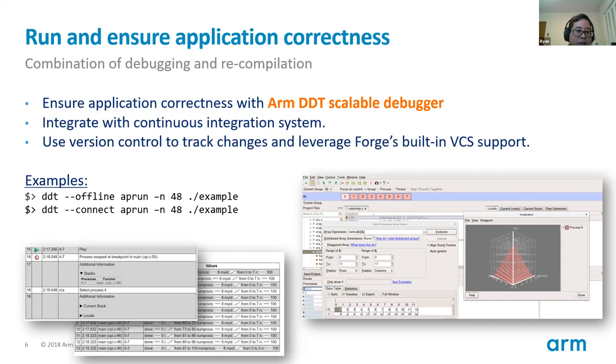Meaning it'll give you the stack back traces. You can see what variables are in scope at the time, what values they had, and all that can be done in offline mode. But the majority of our users will probably end up doing the interactive mode because you have more control about where it is in the code and what you want to look at.